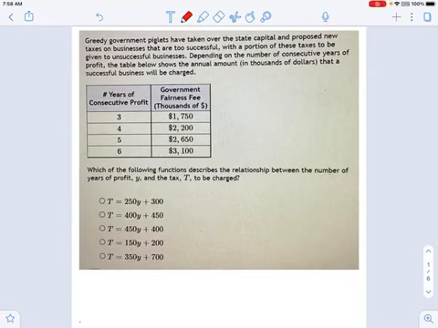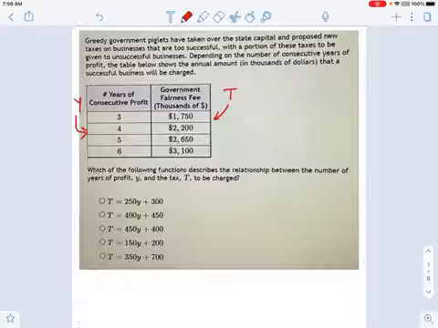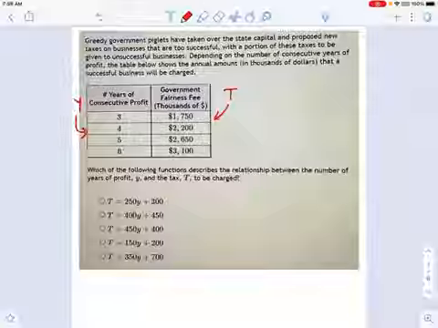In this problem, I'm trying to figure out a relationship between the taxes which are charged to a company and the number of years of consecutive profit that that company has demonstrated. And there's a relationship between these, which is described in the table. We're going to try to figure out which one of these formulas matches the data in the table.